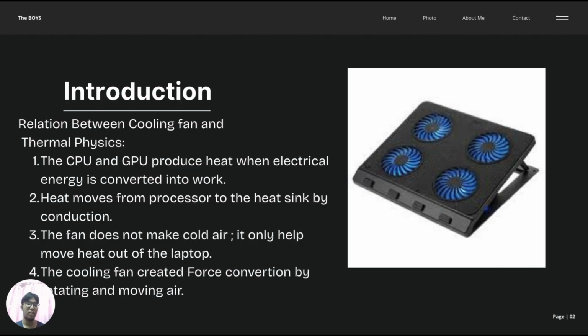So we move to the introduction. What is the relation between cooling fan and thermal physics? When a laptop is operating, the CPU and GPU produce heat as electrical energy is converted into work. This heat is transferred from the processor to the heatsink through conduction. The cooling fan does not produce cool air. Instead, it helps move hot air out of the laptop. By rotating, the fan converts electrical energy into mechanical energy, creating airflow that carries heat away from the system.